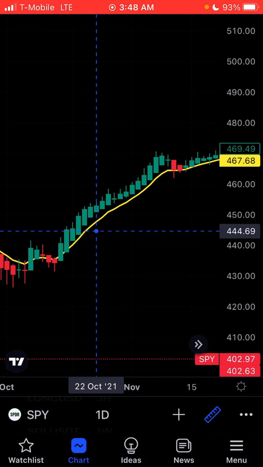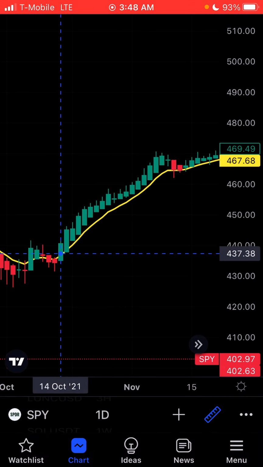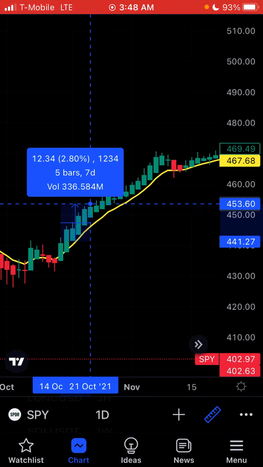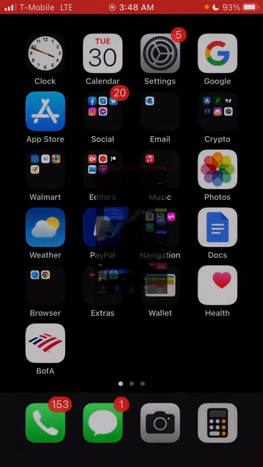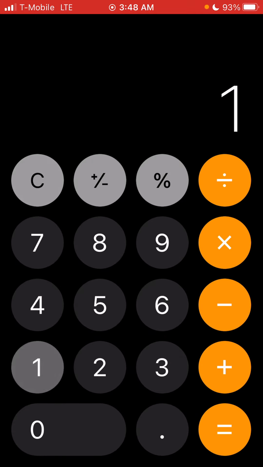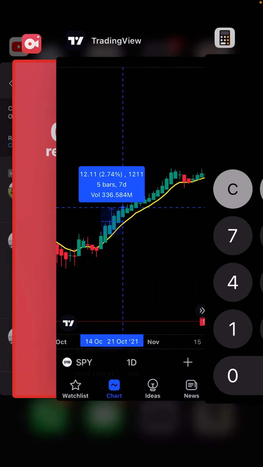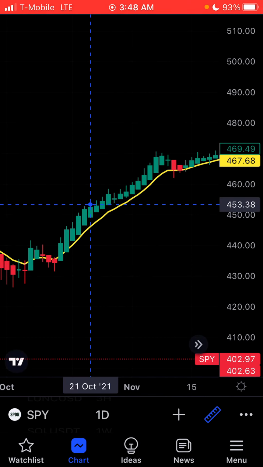So you see the green candle going through the 8 EMA. So right at this point, you would do a call, and you would just wait maybe 7 days. All right, here, difference in price, 12.11 times 50. Yeah, it's about $600 in 7 days.